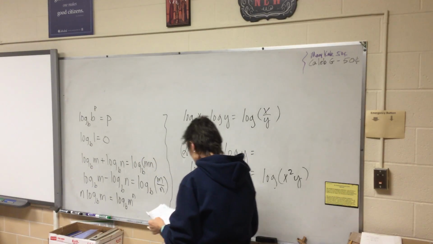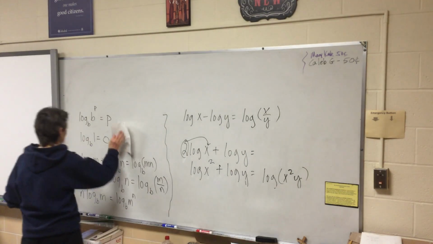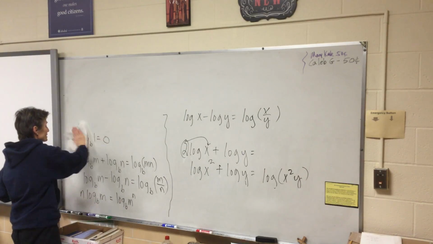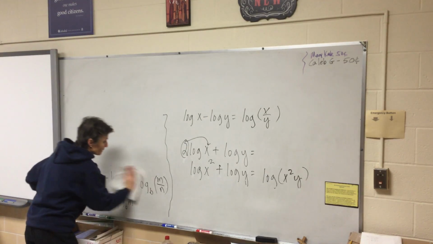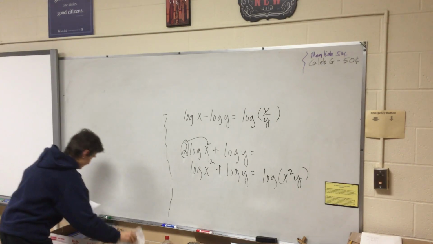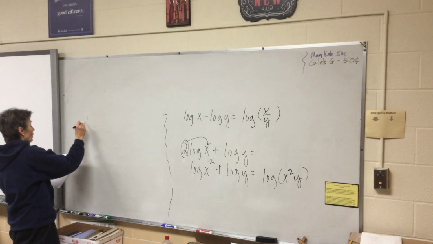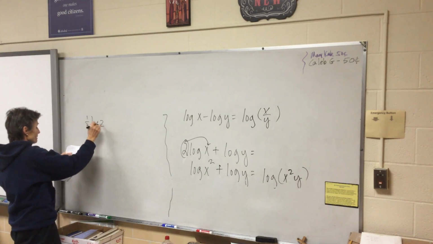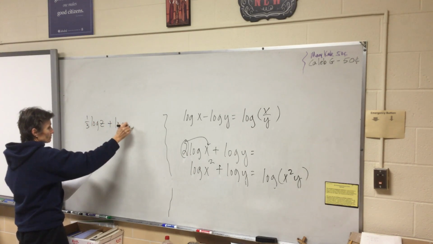All right, let's look at C. I'm going to erase my rules. You've got them down. All right, here we go. 1/3 log z plus log w.